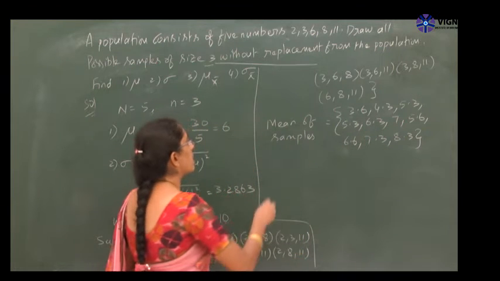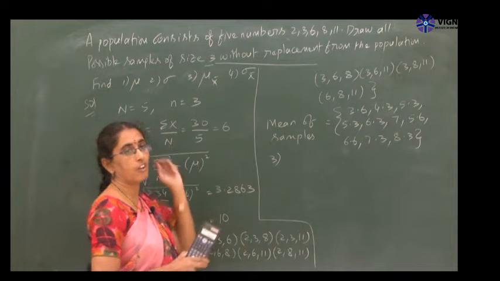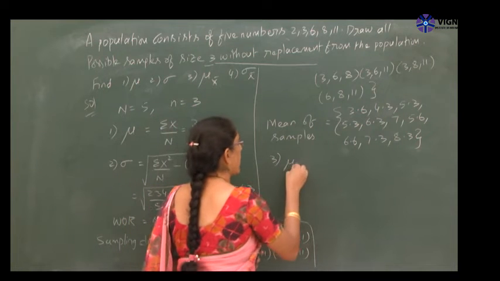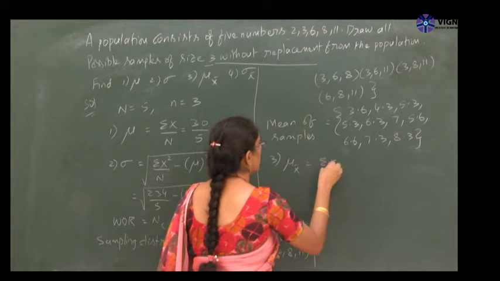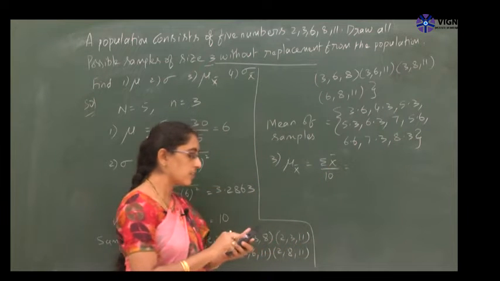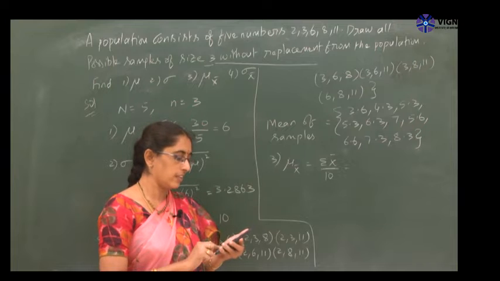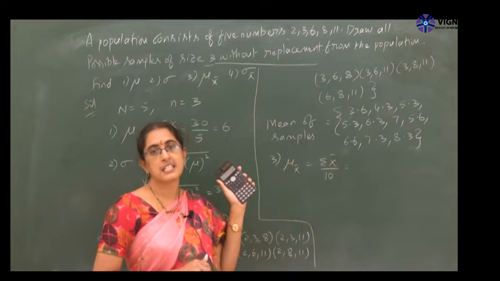Okay. Now for this we have to find the mean of the sampling distribution of means. So mu x bar equal to summation x bar by how many elements we have? 10. So again just delete the data whatever you have given before and again go to the regression linear mode and give these sample means.